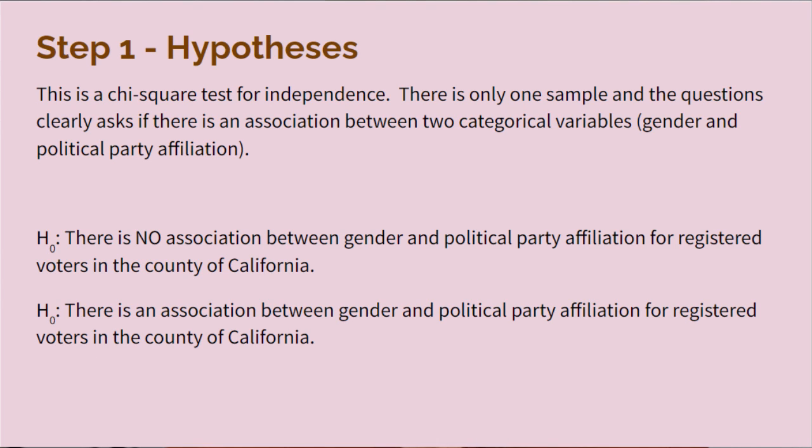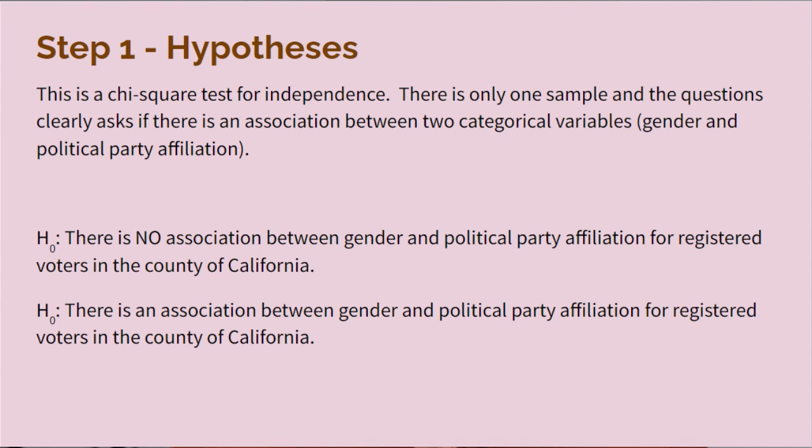This is going to be a chi-square test for independence, clearly because we have one sample, and from that one sample, we looked at the relationship between two things. We asked the people in our sample, what's your gender, what's your political party affiliation? So the null hypothesis is that there is no association between gender and political party affiliation for registered voters in this county of California. Once again, notice I'm not just saying there's no association, I'm giving the context. No association between gender and political party affiliation. The alternative is that there is an association between gender and political party affiliation.